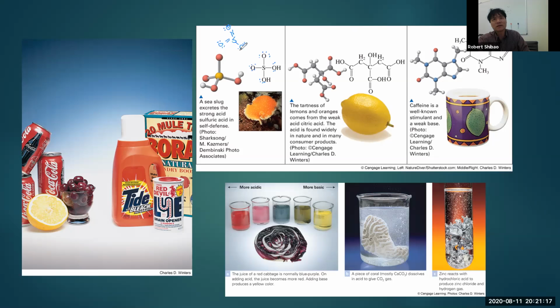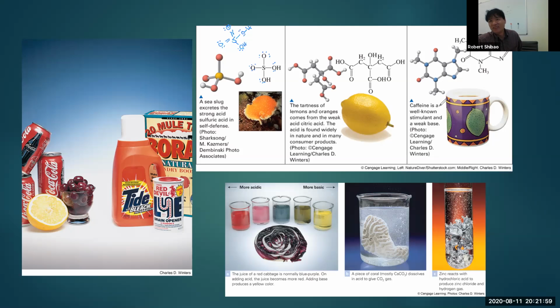We can put the hydrogen anywhere because this is not three-dimensional. This should be tetrahedral, and so I'm not drawing it. For loose structures, you don't have to draw three-dimensionally. When we do the wedge and dash diagram or the 3D drawing, then we want to be a little bit more accurate in terms of the shapes. But anyway, a sea slug excretes sulfuric acid. Here, the tartness of lemons and oranges comes from the weak acid, citric acid. The acid is found widely in nature and in many consumer products. There's a huge amount of citric acid in lemons.